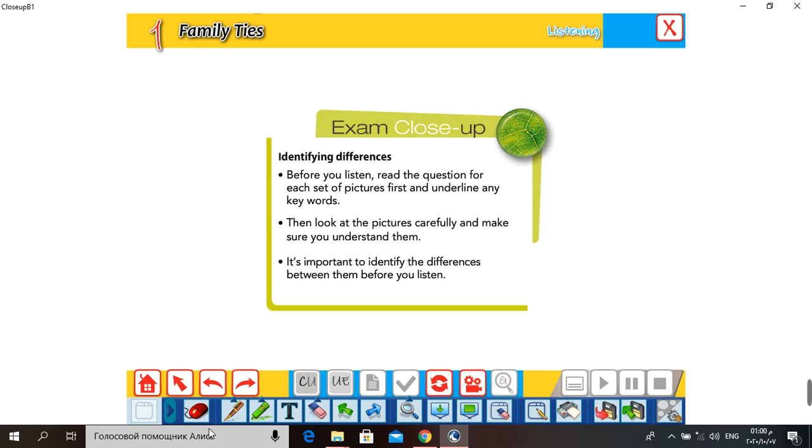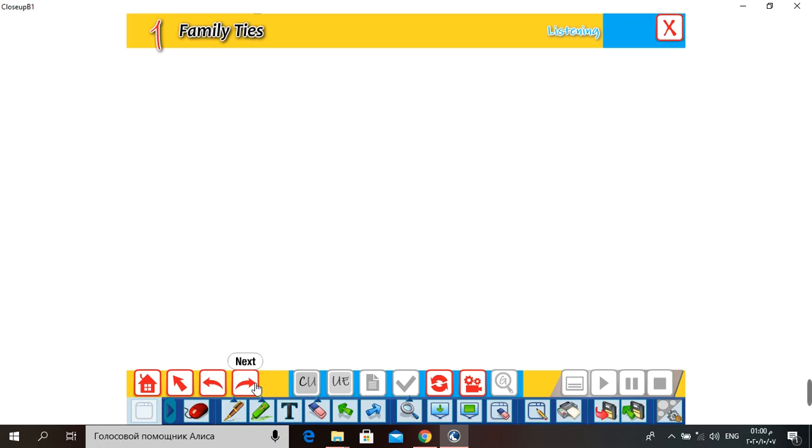So first you should read the questions and underline the keywords, and then listen to be able to answer the question. Then look at the pictures carefully and make sure you understand them. You should also have a close look at the pictures and spot, as I said, the differences between the three pictures or similarities. It's important to identify the differences between them before you listen. So bear in mind these steps and tips before you start doing the listening part in the exam.